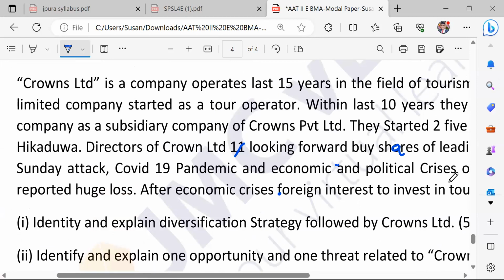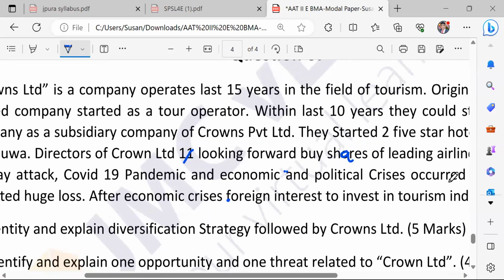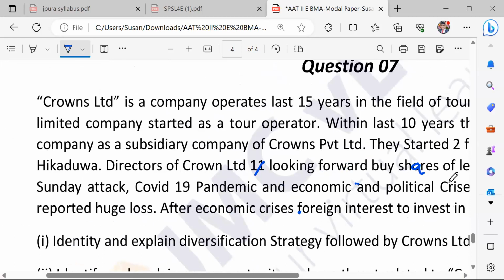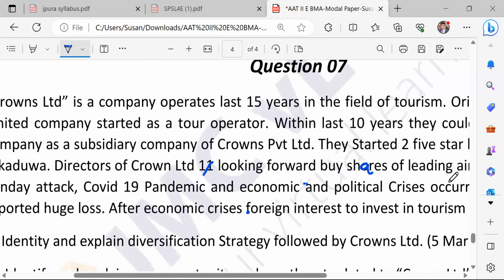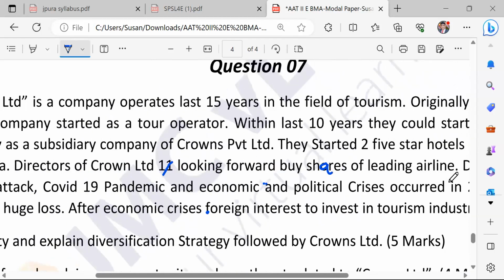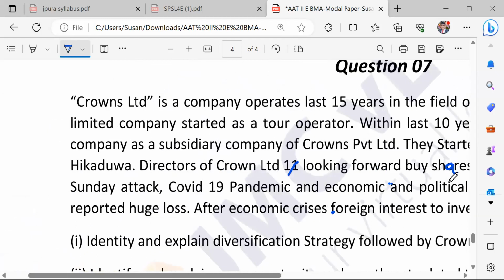We'll see. Identify and explain the diversification strategy followed by Crowns Limited. Right now, what has it diversified into? Crowns Limited has operated for 15 years. Originally, it was a private tour operator. Within the last 10 years, they started an air ticketing company as a subsidiary. Now that is related to tourism, tour guiding and air ticketing.